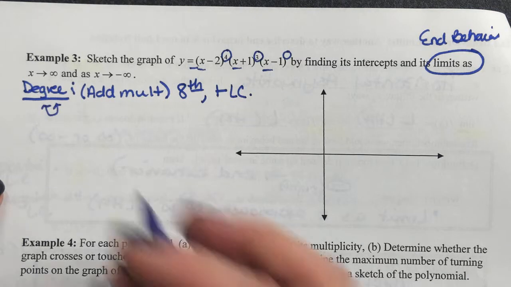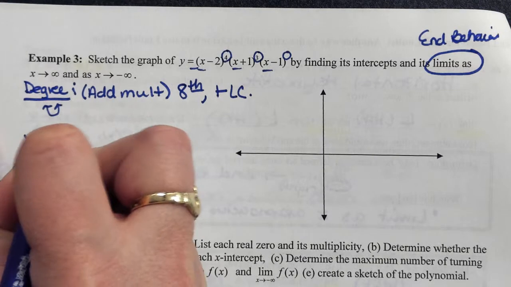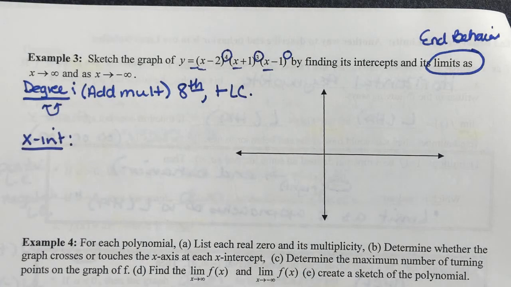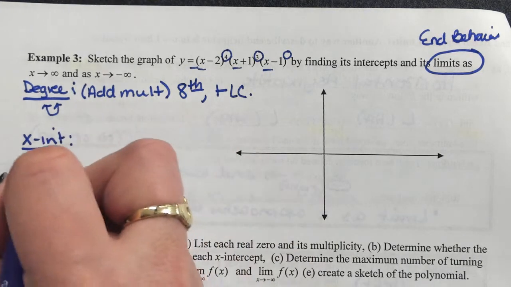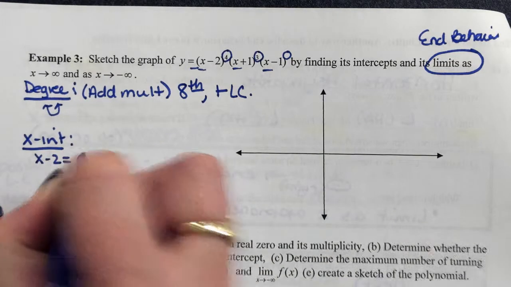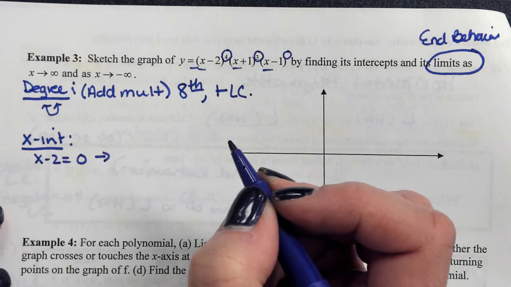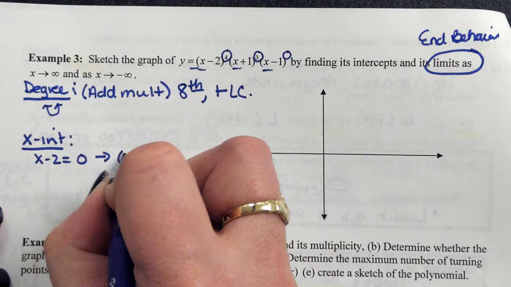All right? So now let's talk about the x-intercepts. Well, it's already factored, so how are you going to find your x-intercepts? You take each factor and set it equal to 0. So I'm going to take x minus 2 and set it equal to 0. So x will be equal to 2. So I know one's going to be at (2, 0).